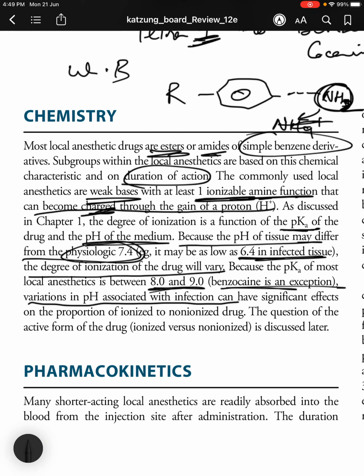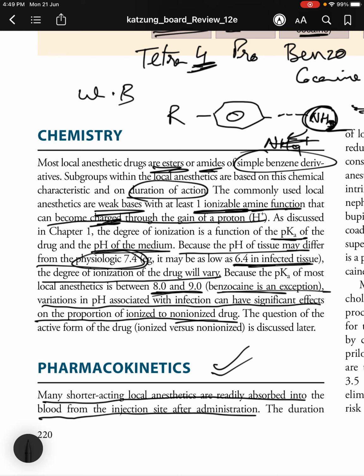non-ionized drugs. Coming to the pharmacokinetics, many shorter acting local anesthetics are readily absorbed into the blood from the injection site after administration. If you inject a drug, it's rapidly absorbed into the blood. The duration of local action is therefore limited unless blood flow to the area is reduced. How can you reduce the blood flow to that area? By administering a vasoconstrictor, usually an alpha agonist sympathomimetic, with the local anesthetic agent.